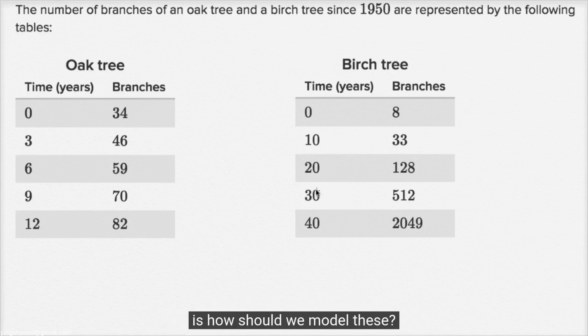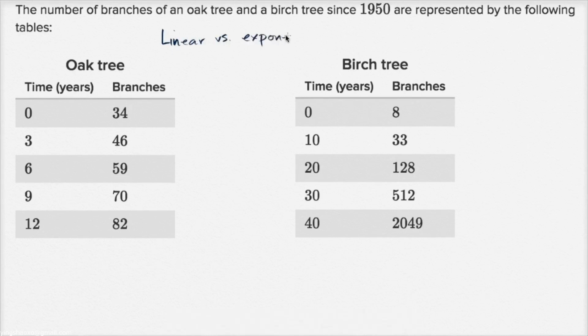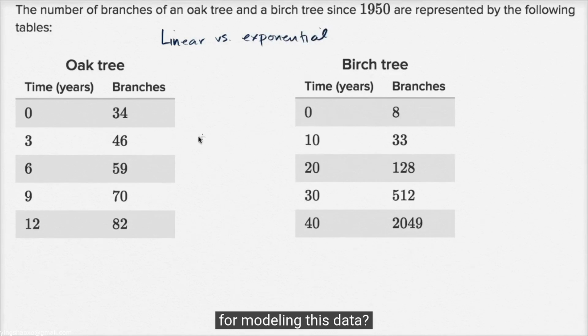And what I want to think about in this video is, how should we model these? If we want to model these with functions, the choices we'll give ourselves in this video are linear versus exponential functions. Which of these are going to be better for modeling this data? So let's first look at the oak tree.